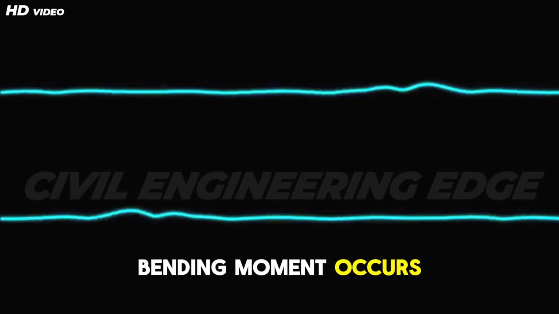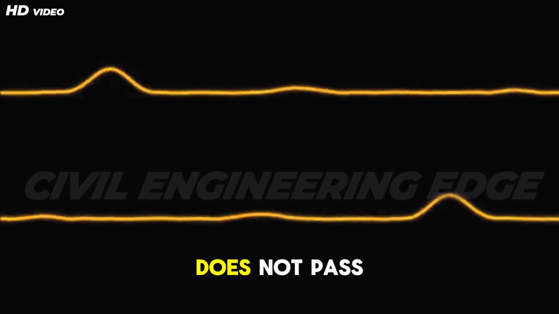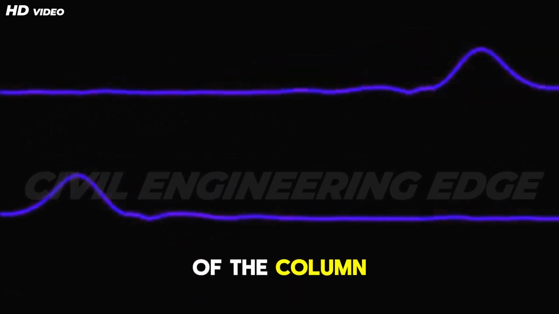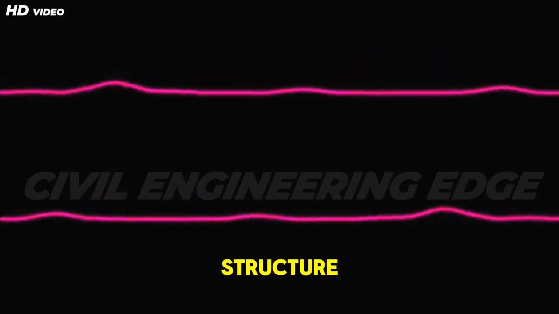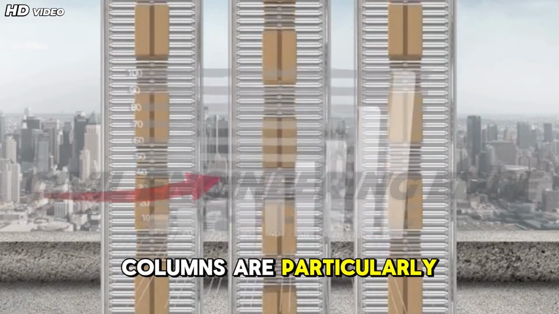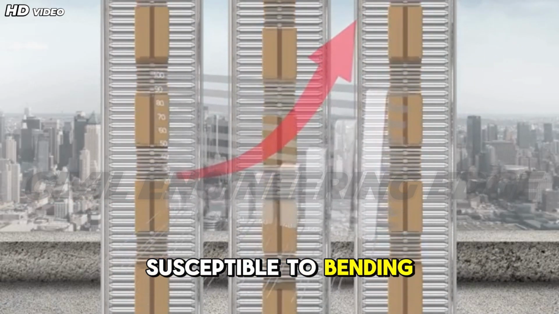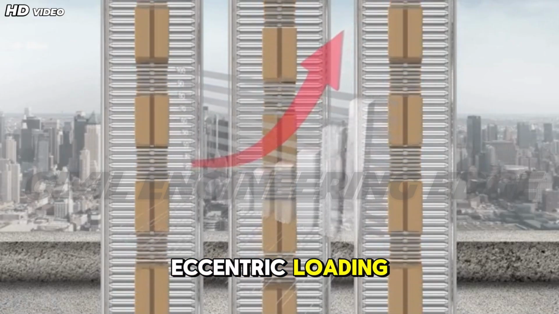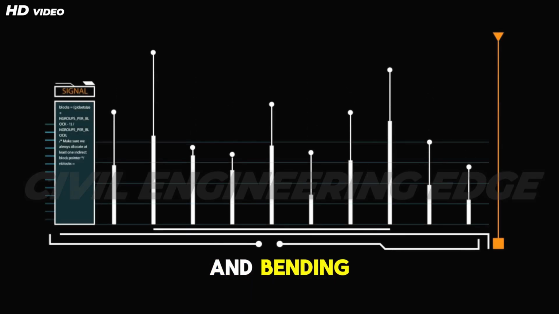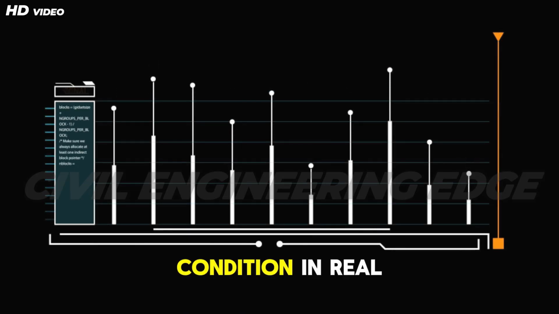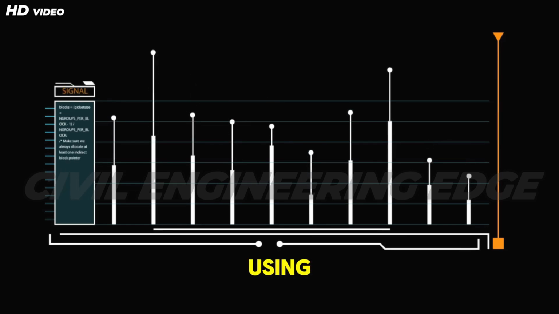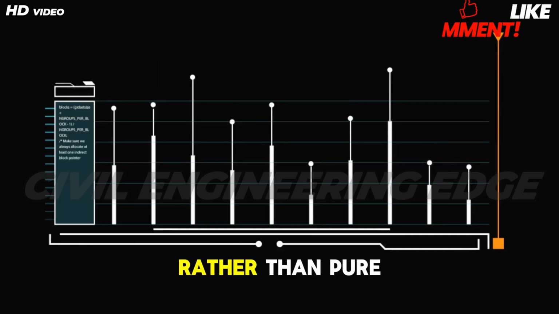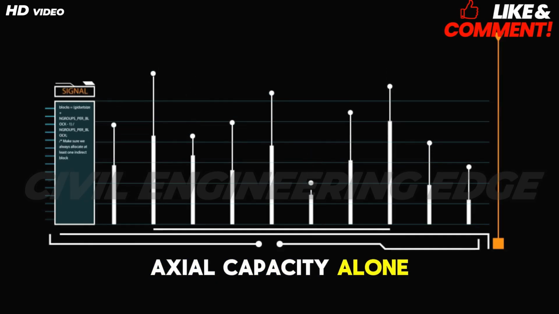Bending moment occurs when the line of action of the load does not pass through the centroid of the column section, or when lateral loads act on the structure. Edge and corner columns are particularly susceptible to bending moments due to eccentric loading. Combined axial load and bending is the most common condition in real structures, making it critical to design columns using interaction principles rather than pure axial capacity alone.